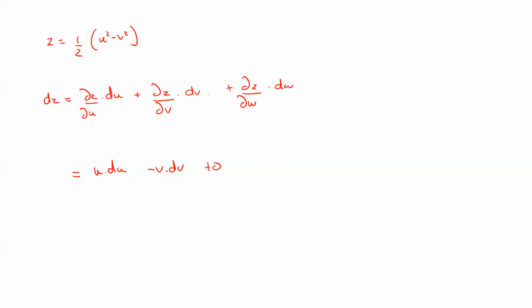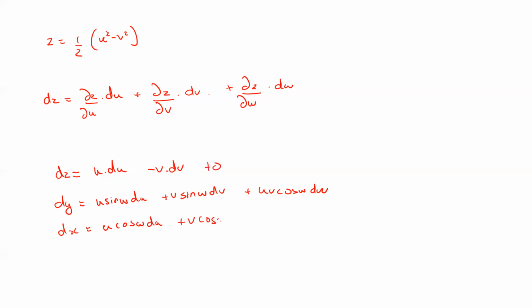So now this is dz for us. Okay, so let us write out the other terms. dy we found out to be u sine w du plus v sine w dv plus uv cos w dw, and dx we found out to be u cos w du plus v cos w dv minus uv sine w dw.